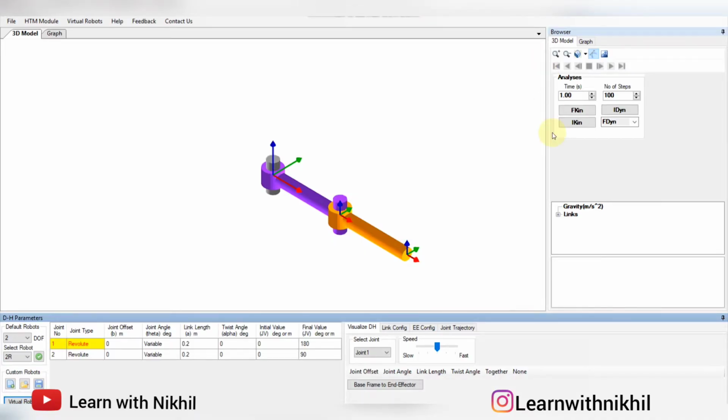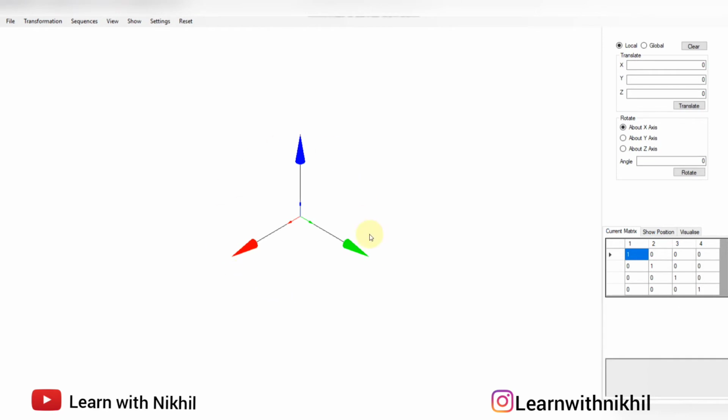Now I'll explain the position and orientation with this Robo Analyzer software. Now when you open this Robo Analyzer software, go to this HTM module, that is homogeneous transformation matrix module, and when we open, we get this coordinate system. So this is the X coordinate system, Y coordinate system and the Z coordinate system. So this is the 3D coordinate system. Here you have the translation. Translation is nothing but the position, and this is the rotation. Okay, and here you have the matrix.